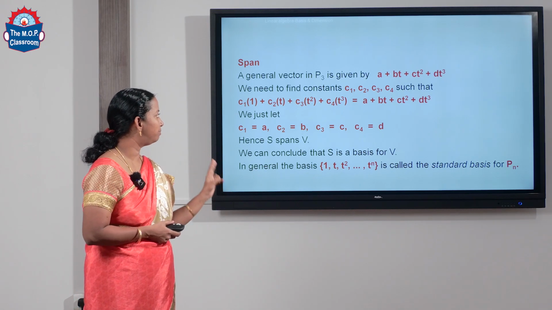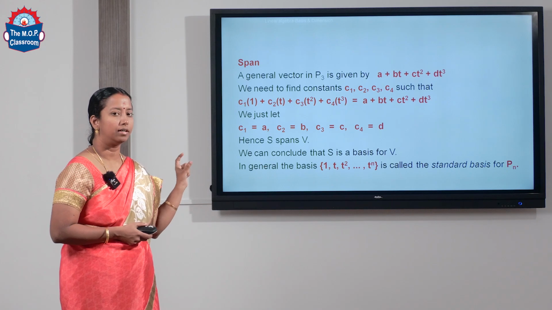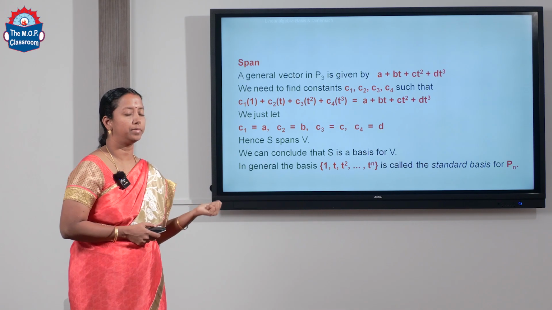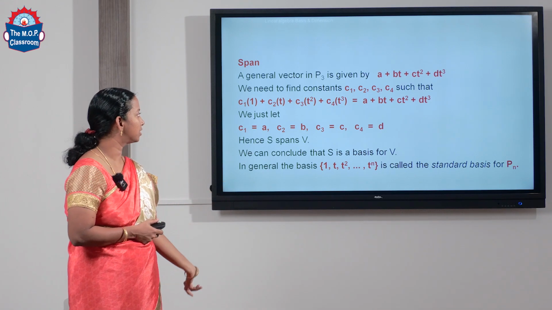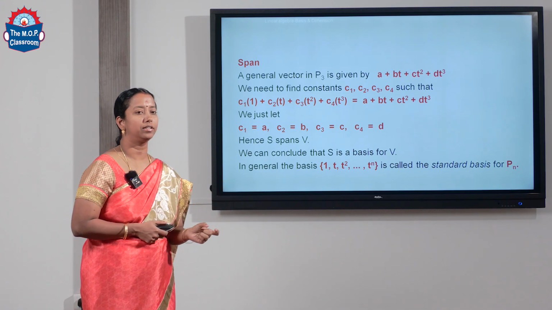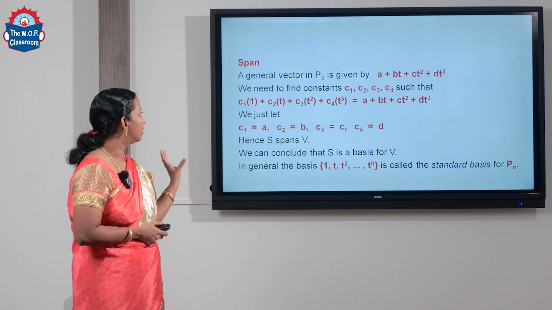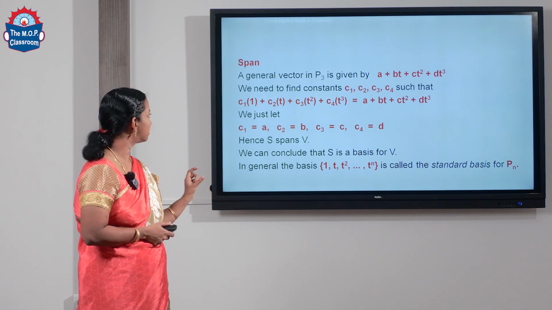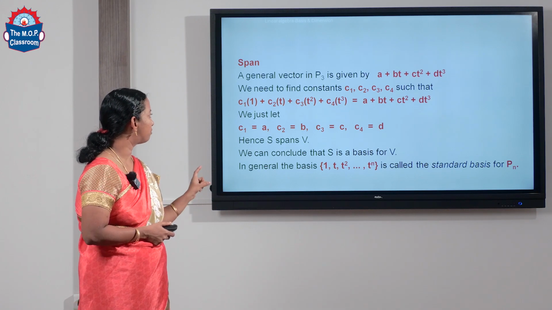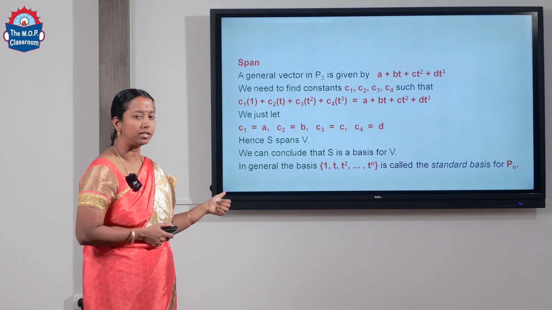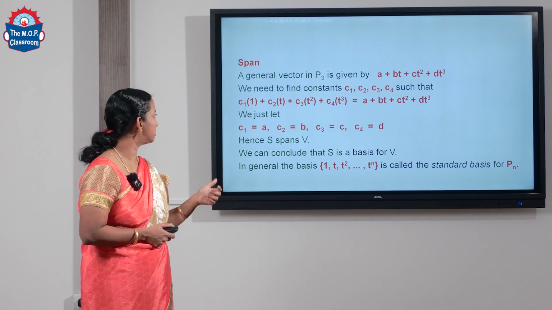Coefficient of B and CD, which comes under this S. So this can be written as A plus Bt plus Ct square plus Dt cube. Now we should find the constants C1, C2, C3 and C4 such that both are equated, that is C1 of 1 plus C2 of t plus C3 of t square plus C4 of t cube equal to A plus Bt plus Ct square plus Dt cube.